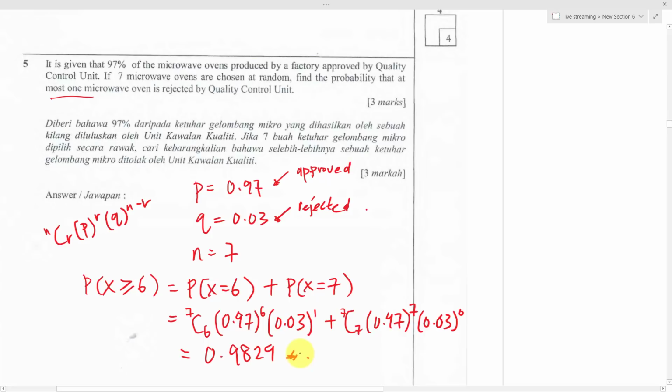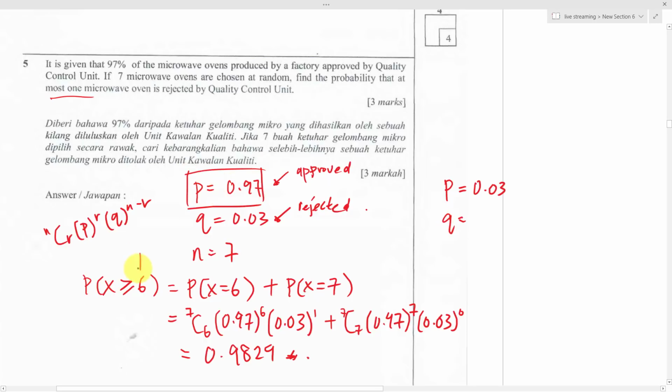You need to do both because it's either 1 rejected or 0 rejected. So if you want to do the 7C1 and 7C0, you can do that also. But you need to change your approve and reject. I will do the P equals to 0.03, because P is the item you want.